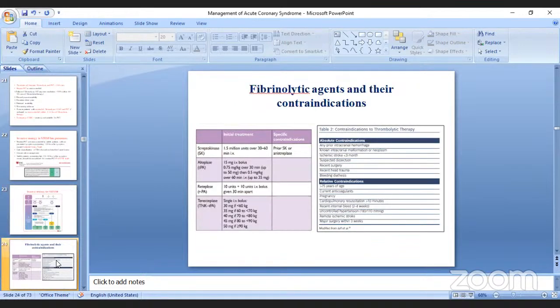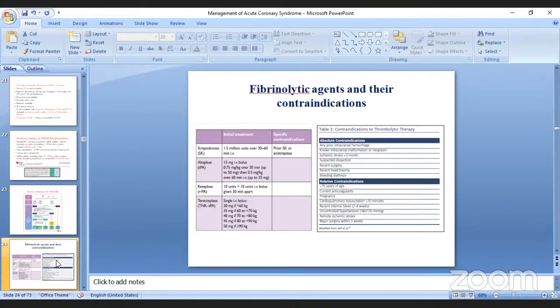So the various fibrinolytic agents that are in use are streptokinase, alteplase, reteplase, and tenecteplase, although alteplase and tenecteplase are more commonly used. Alteplase is given as a 15 mg IV bolus, that is 0.75 mg per kg over 30 minutes, and then 0.5 mg per kg over 60 minutes. And tenecteplase is based on weight-based dosing. That is 30 mg if patients are less than 60 kgs, and for every 10 kgs, there is a 5 mg increase.